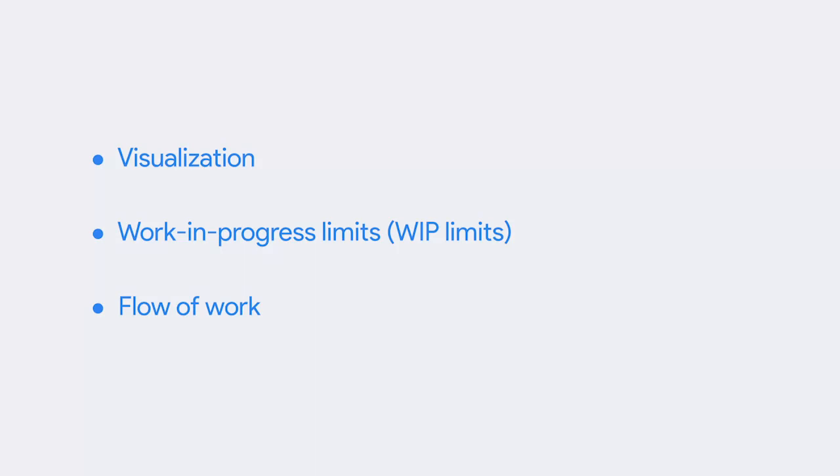These features make it suitable specifically for Scrum. Both boards have three main features that make it a great sprint tracking tool for Scrum teams. There's visualization, work in progress limits, also known as WIP limits, and flow of work.